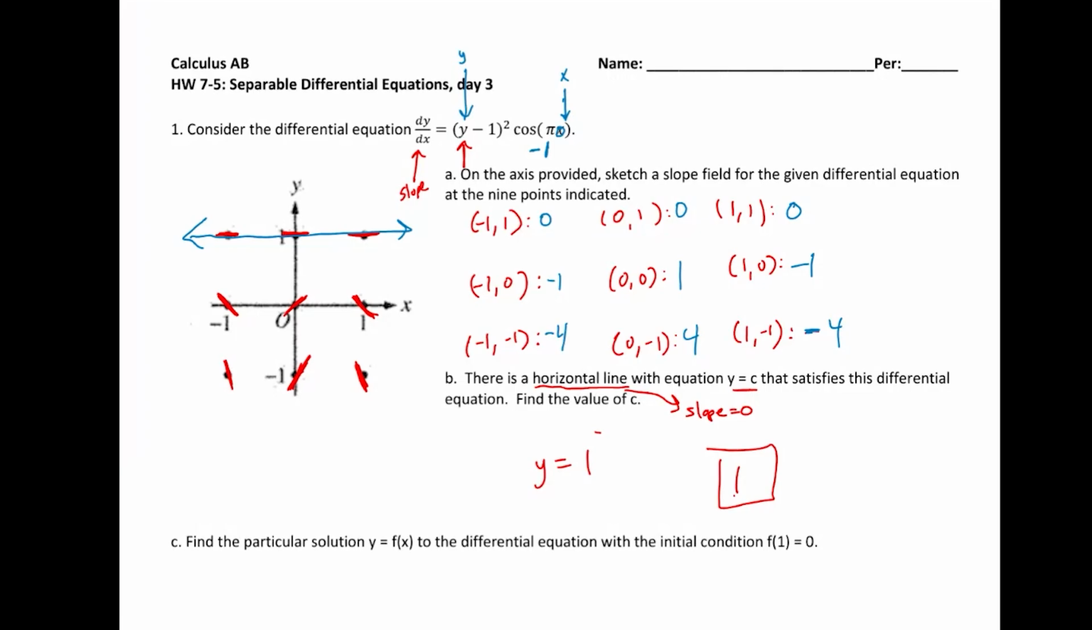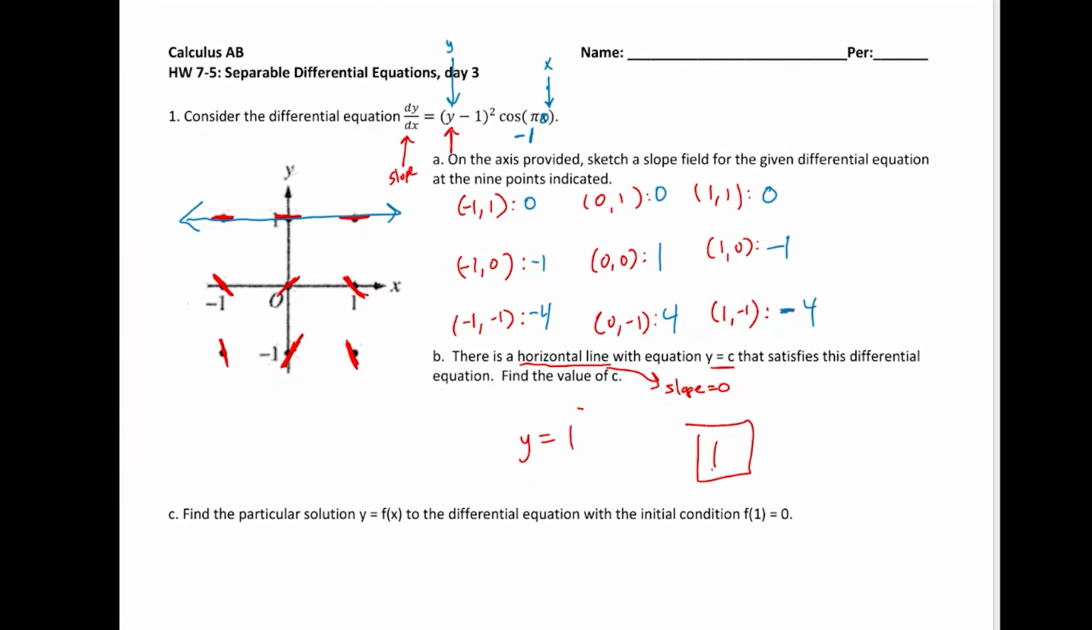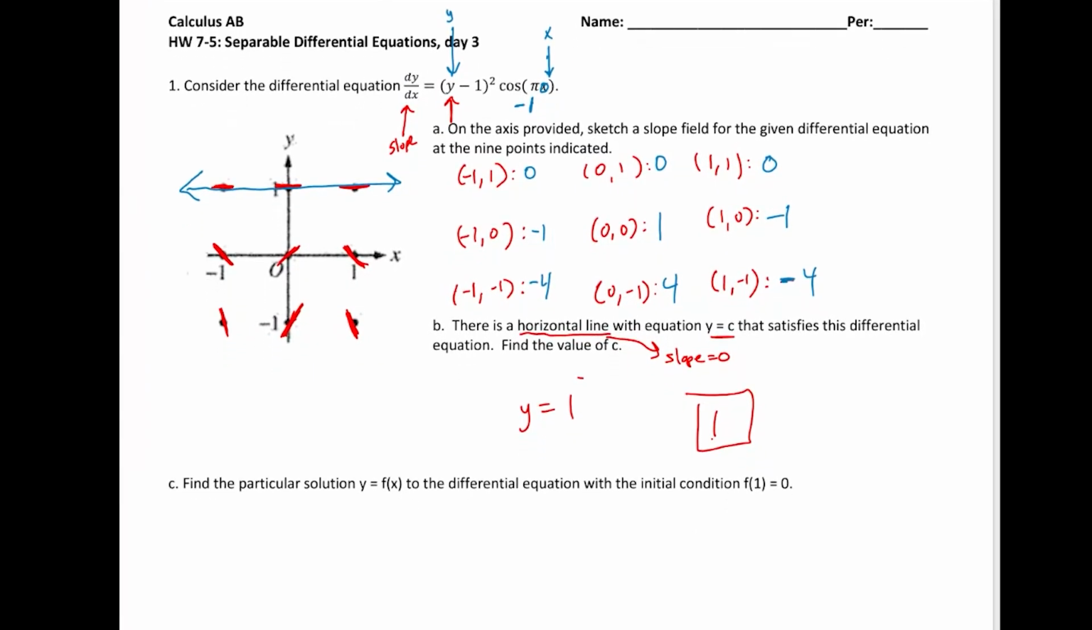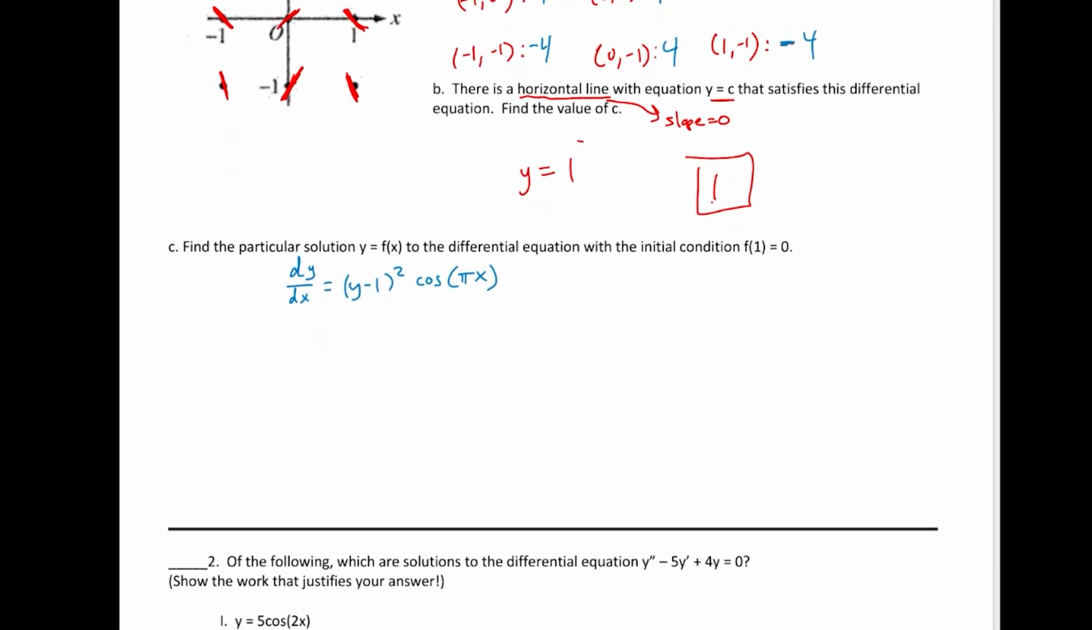Okay, part C says find the particular solution to the differential equation with the initial condition f of 1 equals 0. So here we're actually going to have to solve for y. So I'm going to rewrite this differential equation so I can scroll down. dy over dx equals y minus 1 squared times cosine of pi x. So that's our differential equation that we're trying to solve.